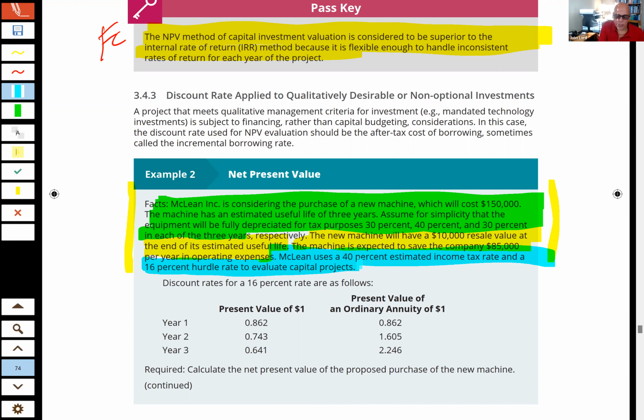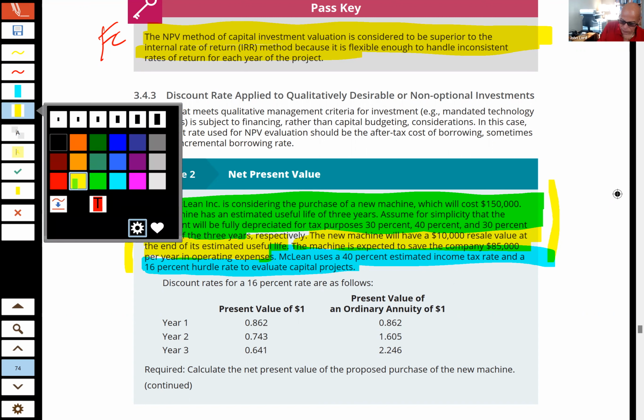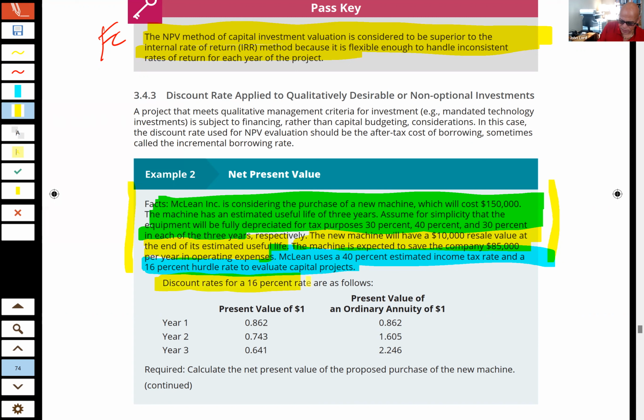Now, the problem will give you the rate, by the way. I don't want to scare you into thinking that they're going to make us first do the weighted average cost of capital. They could do that, but I don't think they will. Once they get into the net present value method, they're pretty much giving you the rate here, which is 16%.